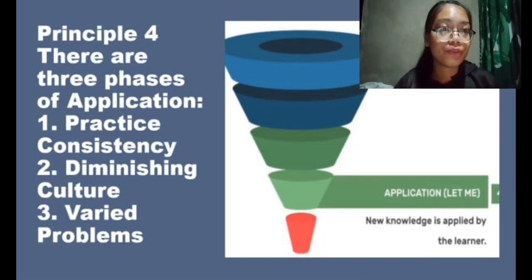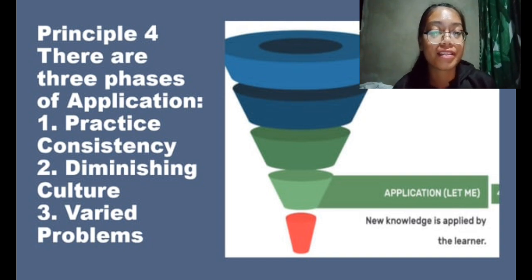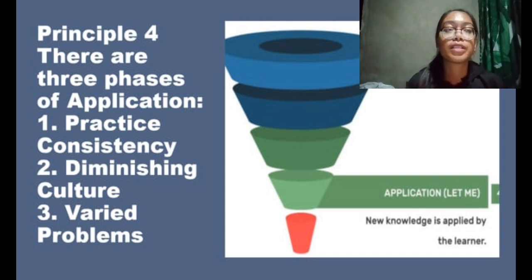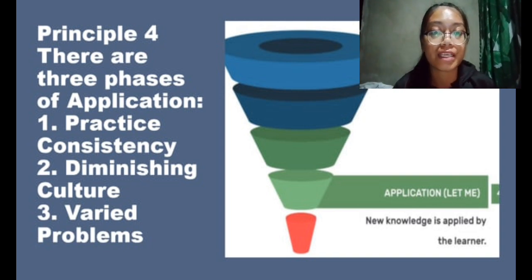Okay, so let's move to the principle 4 of Merrill's instructional design principles. The principle 4 is the application. This means that learning is promoted when new knowledge is applied by the learner. And the principle 4 has 3 phases of application. First is the practice consistency, second is diminishing coaching, and the third one is the varied problems. When we say practice consistency, it means that align practice with learning outcomes.